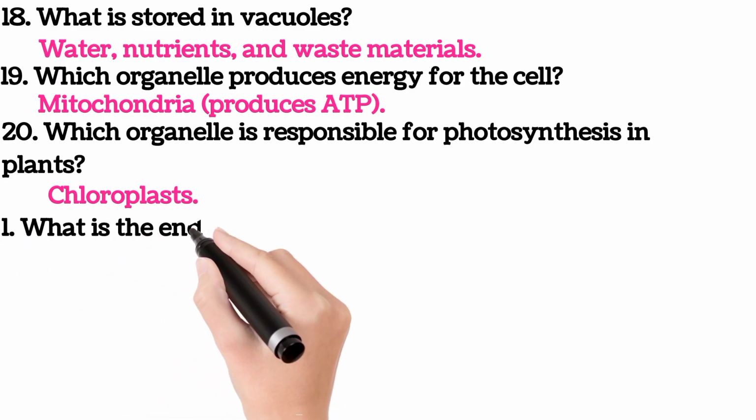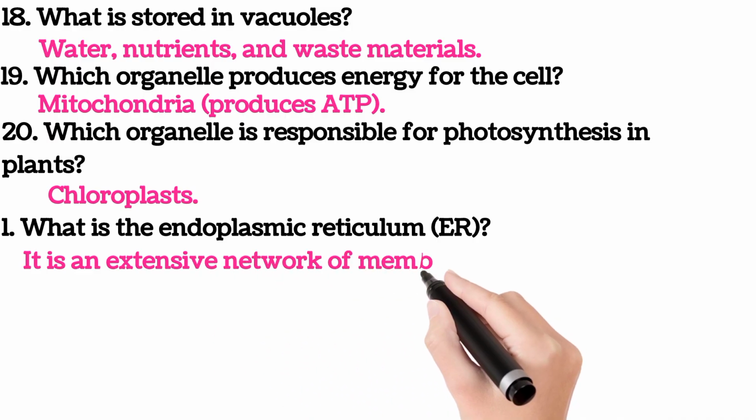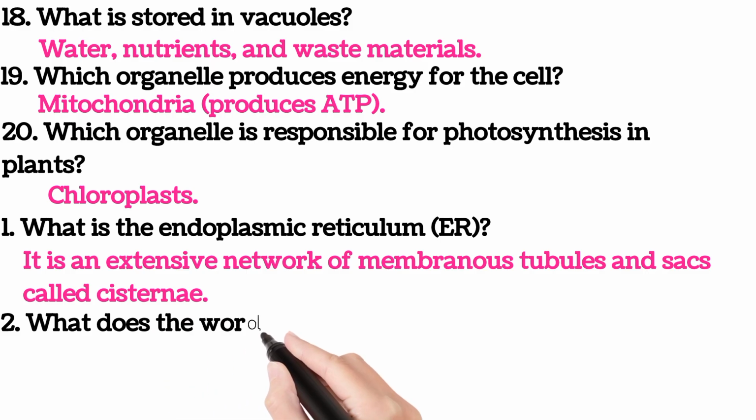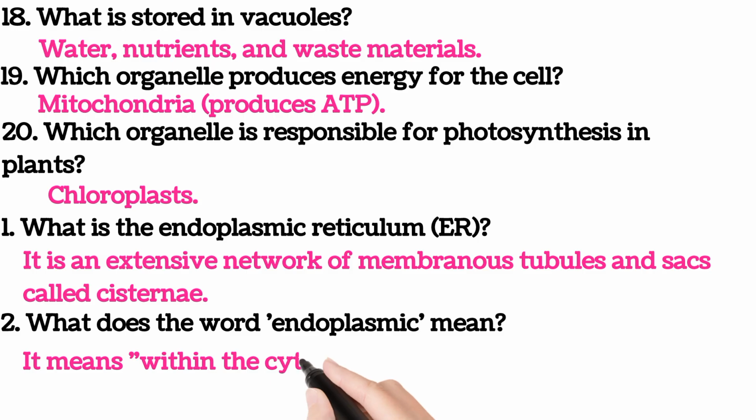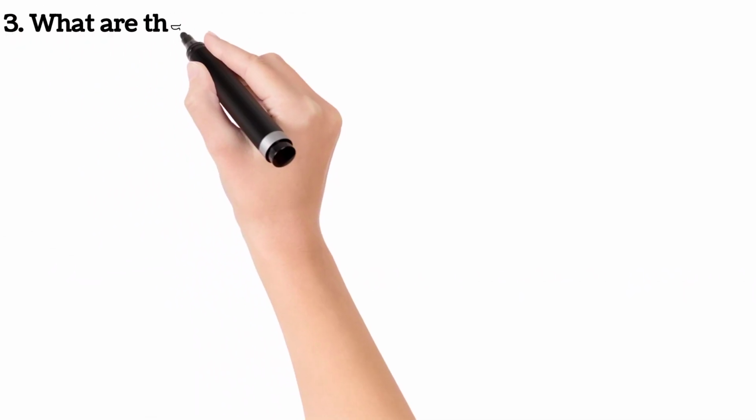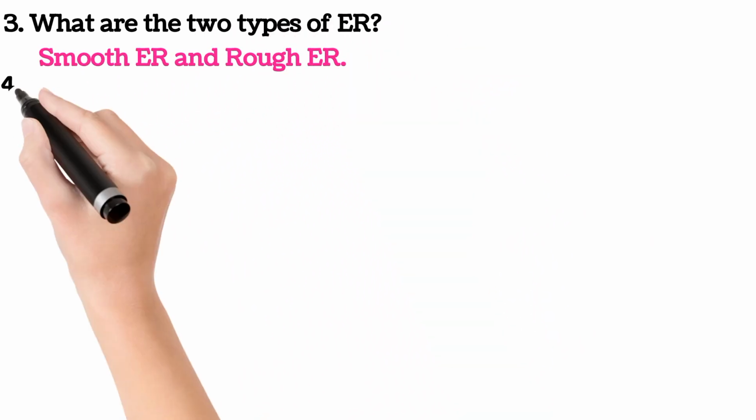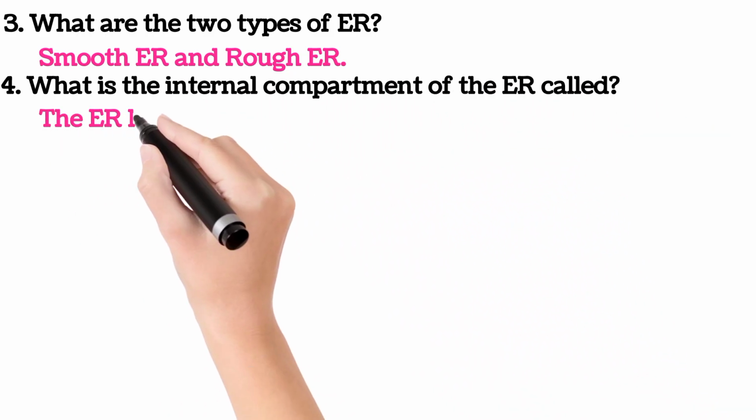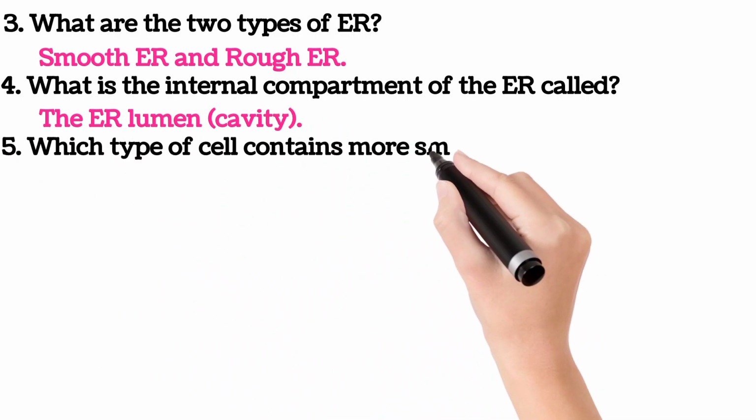What is the endoplasmic reticulum? It is an extensive network of membranous tubules and sacs called cisternae. What does the word endoplasmic mean? It means within the cytoplasm. What are the two types of ER? Smooth ER and rough ER. What is the internal compartment of the ER called? The ER lumen or cavity.